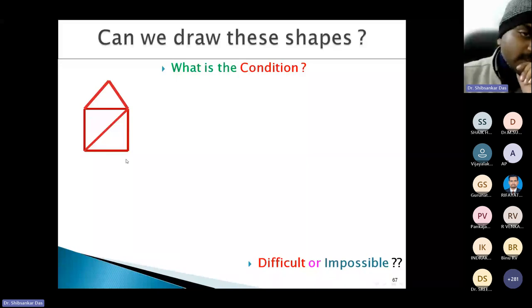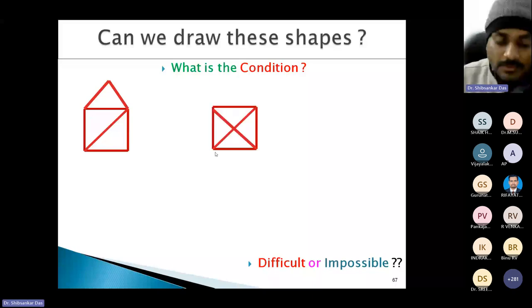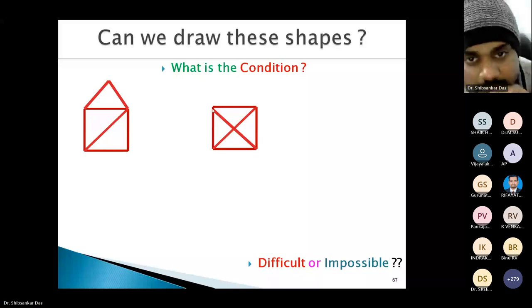Start from this vertex and you should end with this vertex. The trick was given by Euler. I will not say that trick now. Look at this one. You start from this place, then this, then this. You can check it from this place.